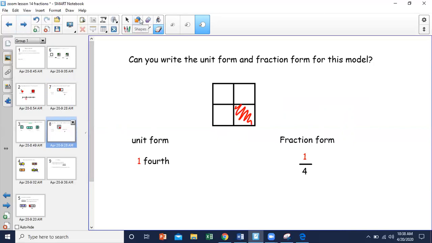Can you write the unit and fraction form for this model? Excellent job. The unit form is the numeral 1 and the word fourth. And the fraction form is 1 fraction bar 4. And we state this as 1/4.